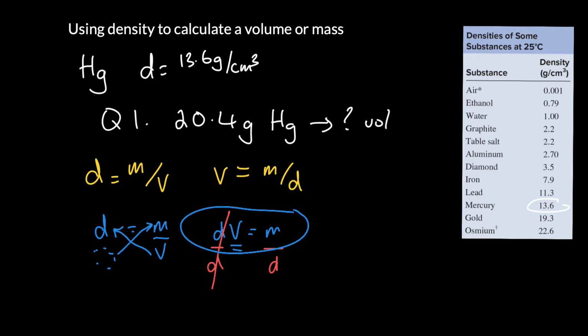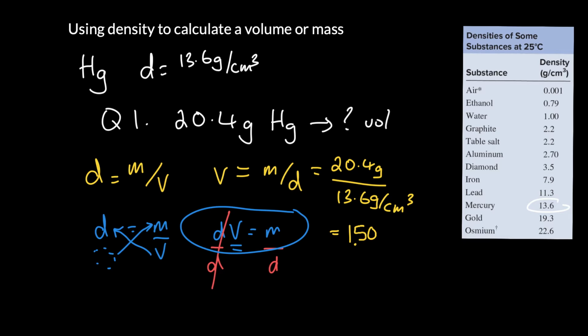We want to know what the volume is. Volume is mass divided by density. And so the mass is 20.4 grams. Density is 13.6 grams per cubic centimeter. And if we just punch those numbers in our calculator and avoid writing too many digits here, we get something like 1.50.